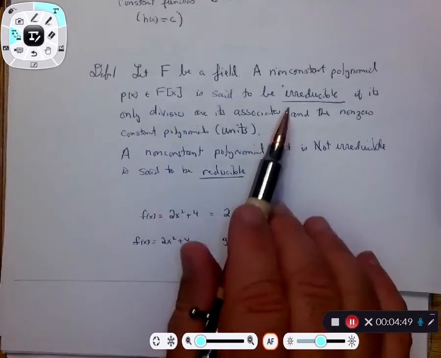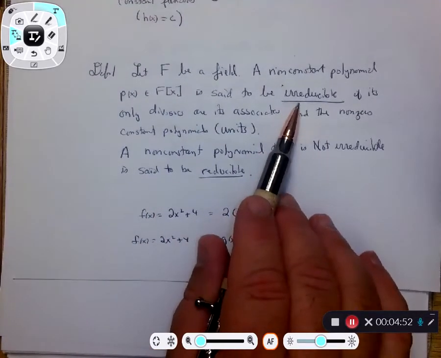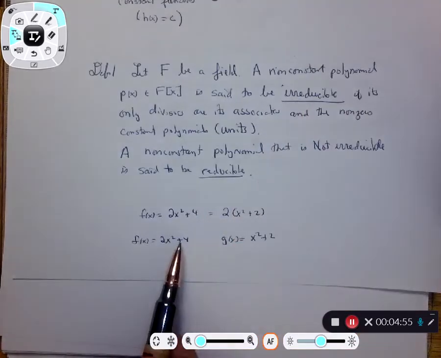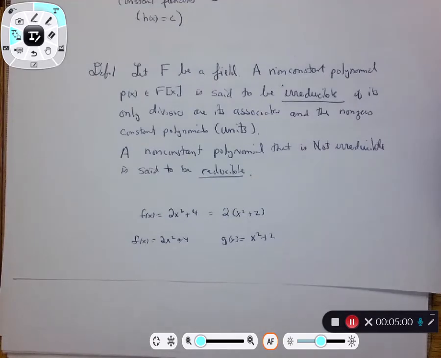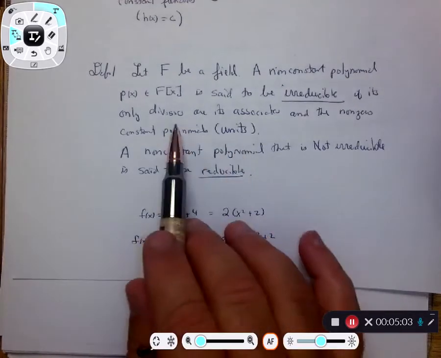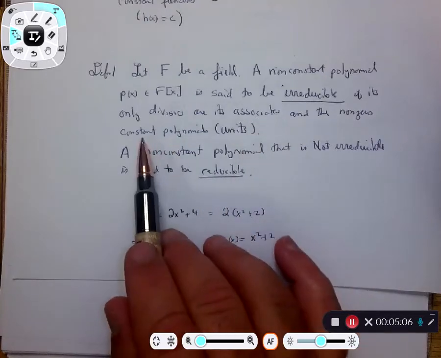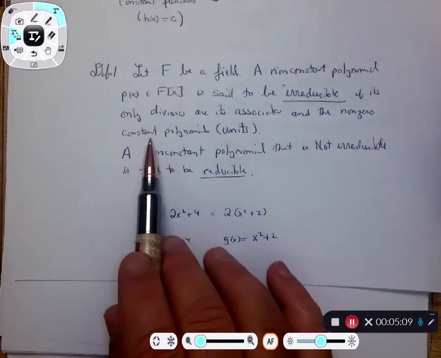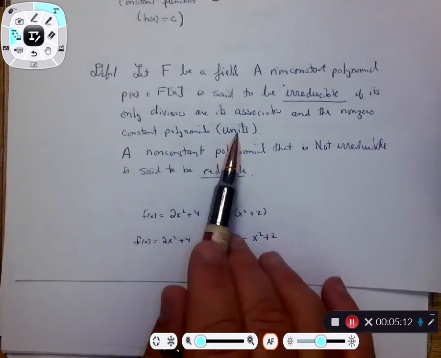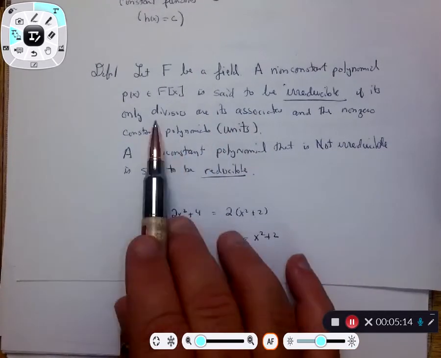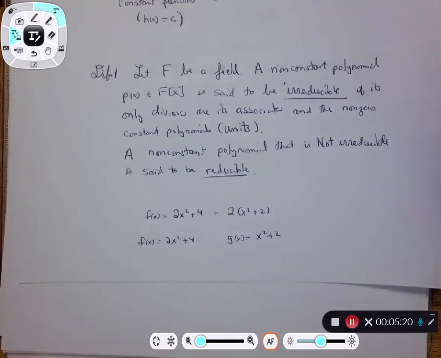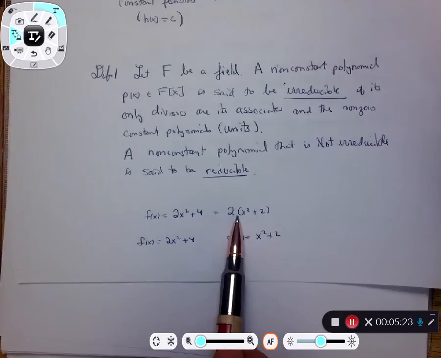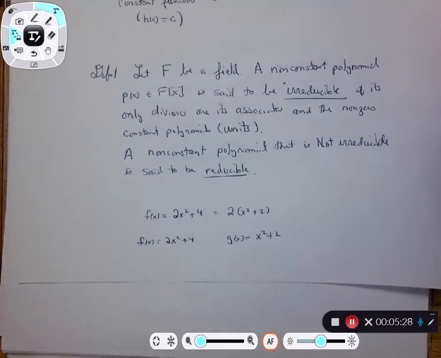So to be irreducible, you've got to knock it down further. An irreducible polynomial is a polynomial that can only be factored by pulling out constants, and that's it. It's only divisors are its associates and, like I said, the non-zero constant polynomials, pulling out constants. So this is the main idea: a polynomial is considered irreducible if you can only factor out constants. But if you can actually bring out more than just a constant, we're going to call that reducible.